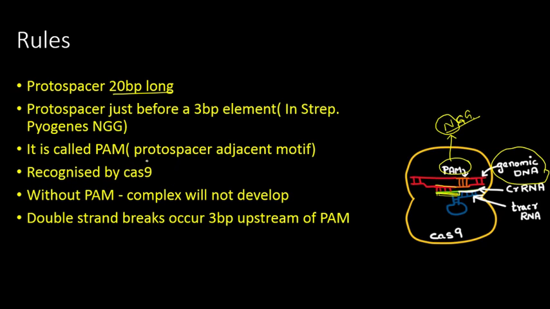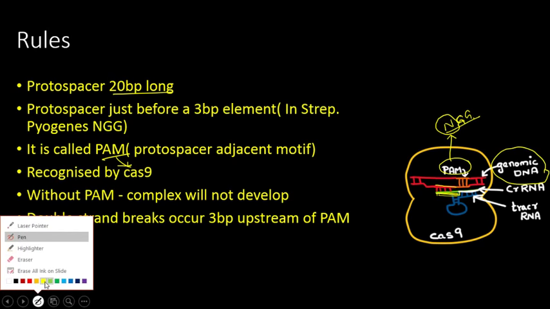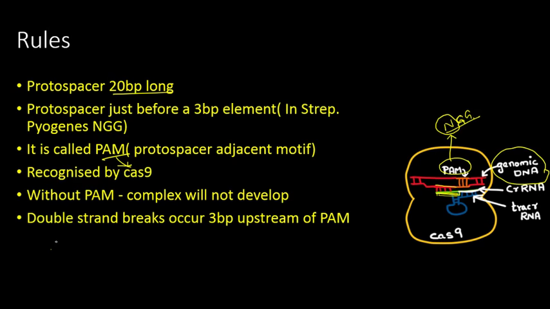Then the PAM sequence is recognized by the Cas9, and without the PAM we cannot form this complex. Let's change the color of the pen to blue. So without the PAM sequence the complex cannot form, because the Cas9 protein attaches to the PAM. Now once this attachment occurs, there is a break in the double strand that occurs 3 base pairs upstream of the PAM. This is the PAM, and 3 base pairs upstream of the PAM we get a double strand cleavage or break.